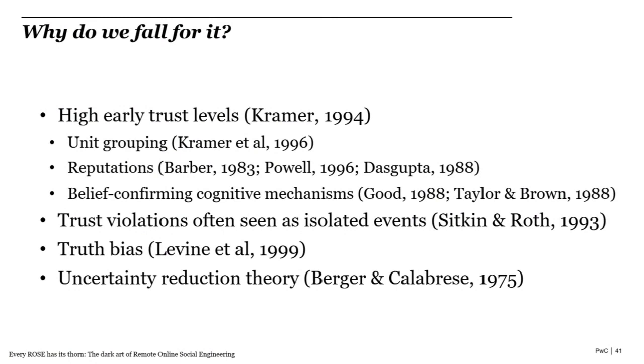So why do we fall for it? Why do we fall for deception and for lies? Well, humans tend to have an inherent tendency to trust people. We want to reduce uncertainty if we're not sure about someone, and we want to do that as quickly as possible. We have a bias towards the truth. We have a tendency to try and categorize people, particularly if categorizing them means we can trust them. And we like to confirm our beliefs and our biases.